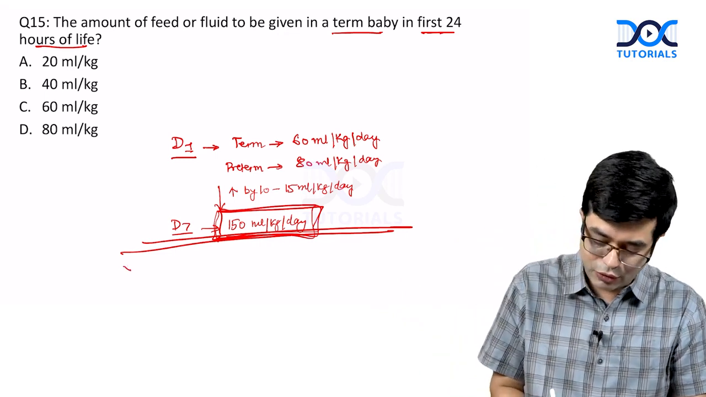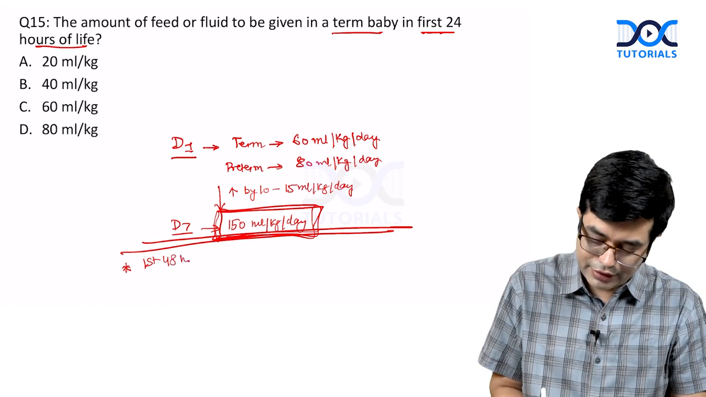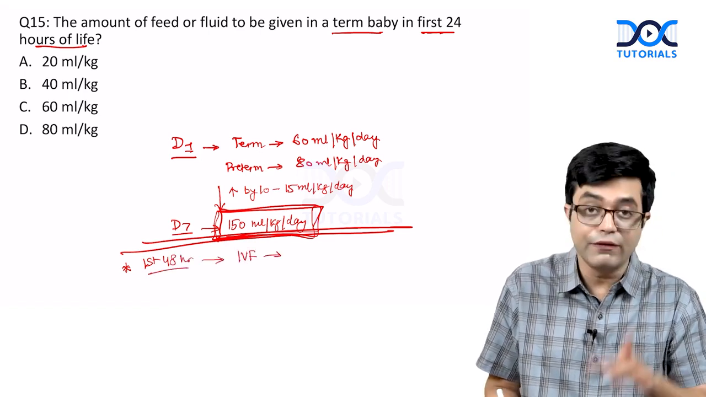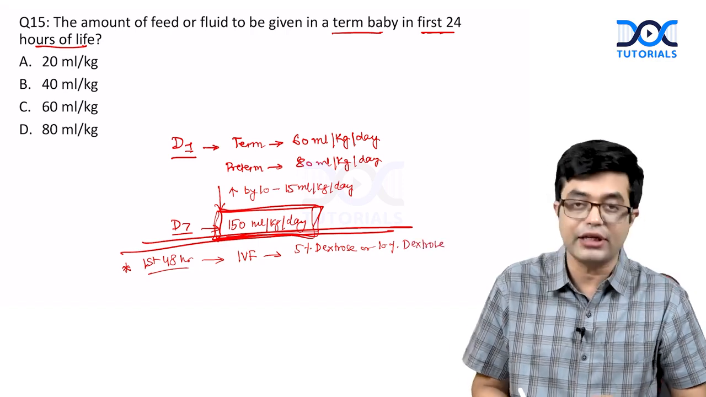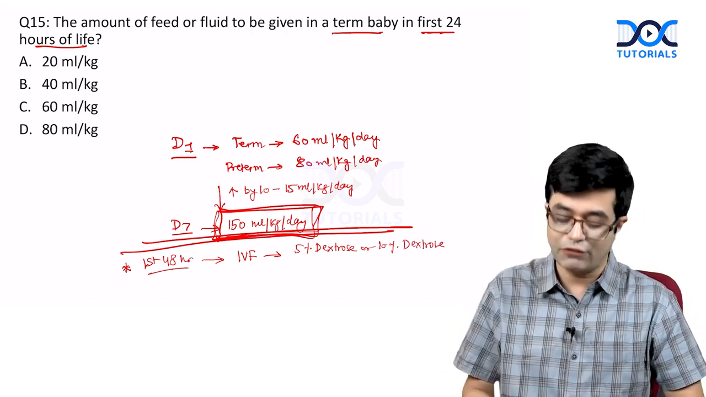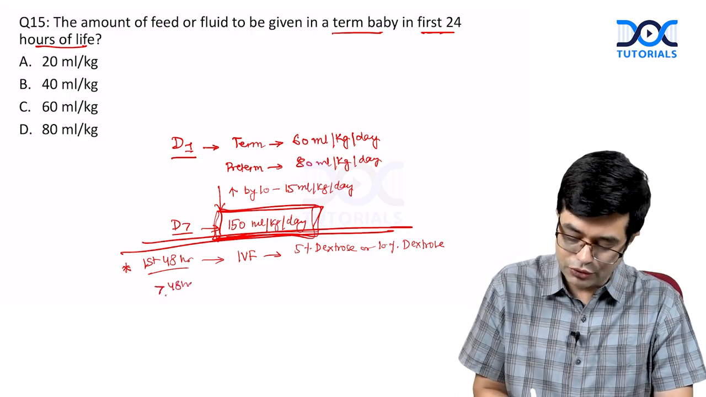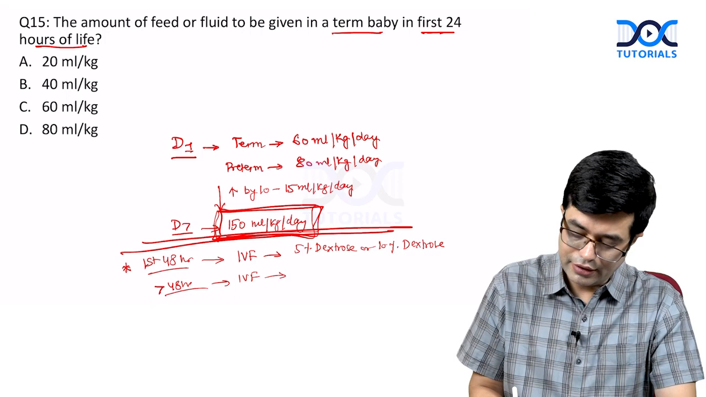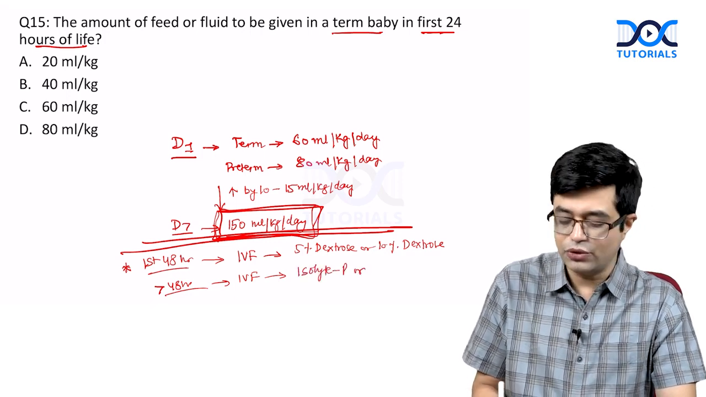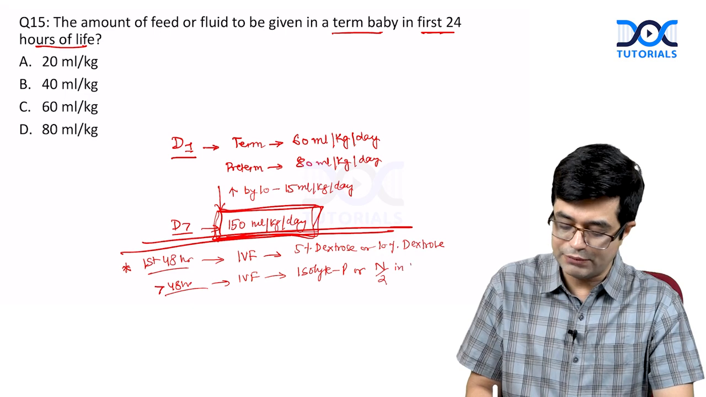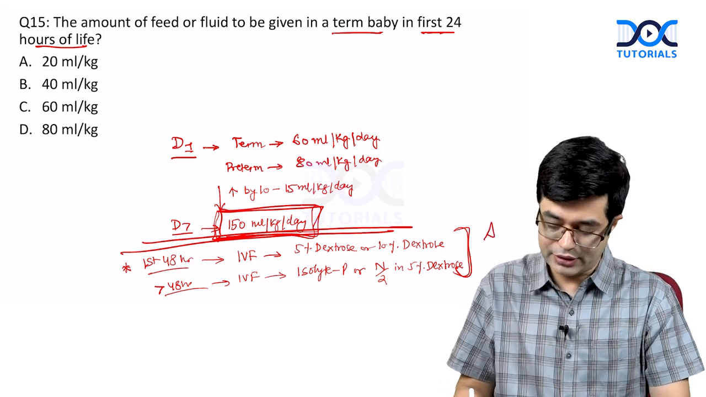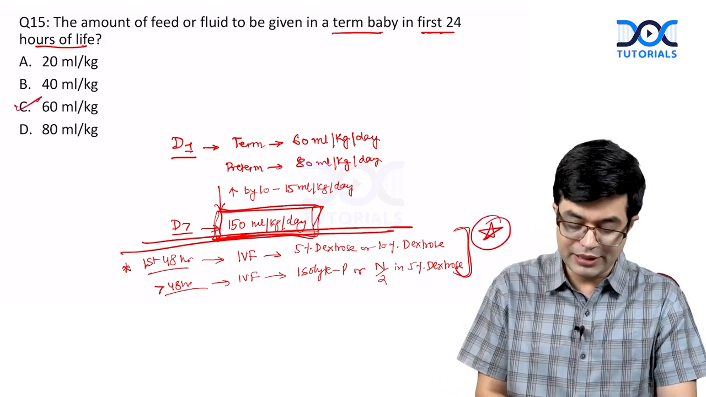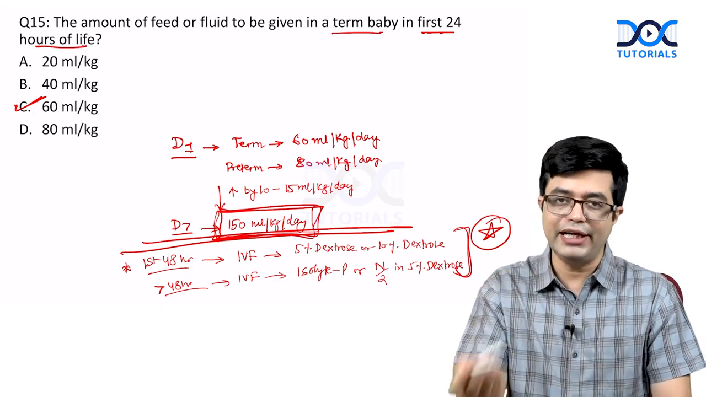Also remember, extra edge point, in the first 48 hours of life, if you have to use an IV fluid, which IV fluid will you be using? You will be using 5% dextrose or 10% dextrose. So sodium containing fluid will not be used in the first 48 hours because renal handling of sodium is not mature in the first 48 hours. After 48 hours, you can use IV fluids in the form of isolyte P, which has sodium in it, or you can use N/2 half normal saline in 5% dextrose. So what fluids to use? This is also important. I'm putting a star here. So answer here is term baby 60 ml per kg. If it was preterm, answer would have been 80 ml per kg.